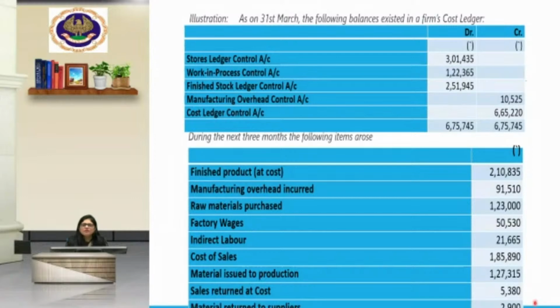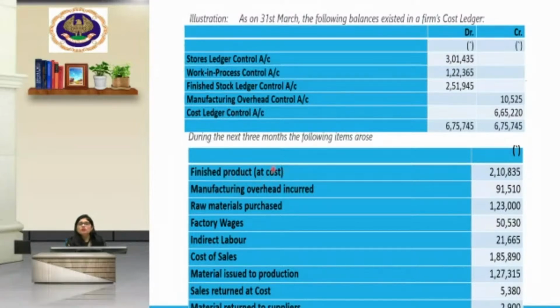Manufacturing overhead control account has a credit balance here. That means it must be over absorbed. All right. Cost ledger control account will have a balance. So if you can see, it will always tally. This is sort of a small trial balance. So the debit and the credit balances will be tallying. So these are the transactions which are happening, and we'll pass the journal entry. Clear? First of all, finished product at cost.